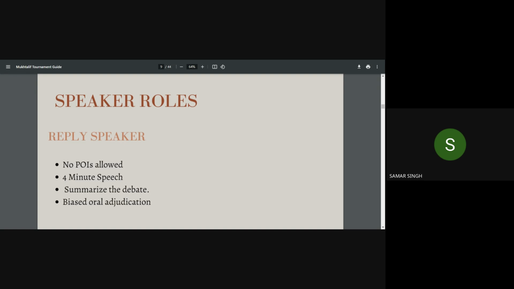So it is somewhat similar to a whip speaker. Consider it as an extension of a whip speaker, but here you cannot give new arguments, and new rebuttals cannot be given. Obviously, new arguments cannot be given. New flaws cannot be presented by you for your opponents, because you had a lot of time in your previous speeches. Here you have to just talk about what happened in the debate, what happened in the first six speeches. So nothing new can come in. Only new examples can come. That is the only thing you are allowed to present new. Everything else is just a summary of the debate.